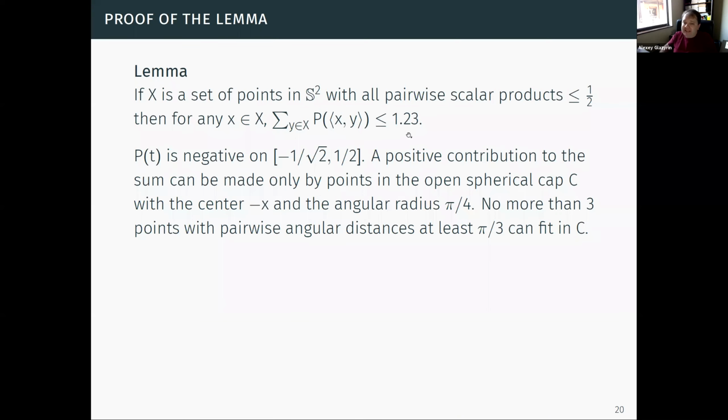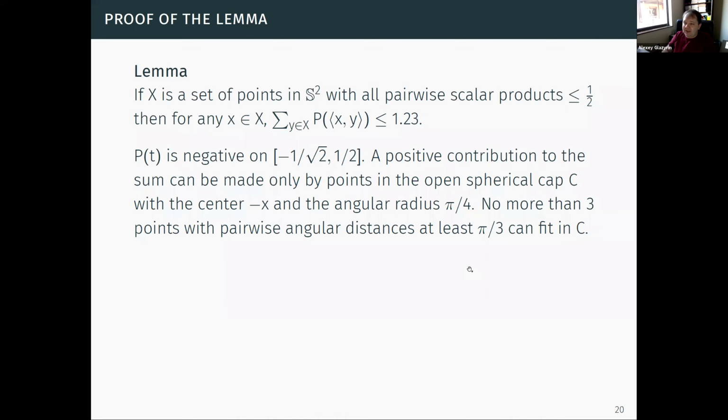Well, how many points can give a positive contribution? They all should lie in the spherical cap with the center -x and the radius pi/4, because this is exactly what you get for the scalar product -1/square root of 2. And it appears that if you take a square on the boundary of the spherical cap, then the distances are exactly pi/3. So no more than 3 points can be in this cap. And this is actually very nice.